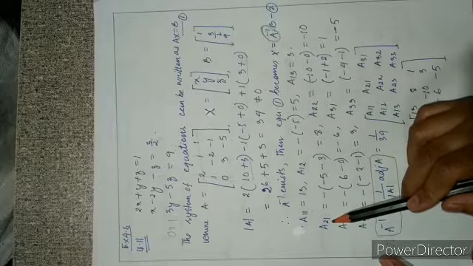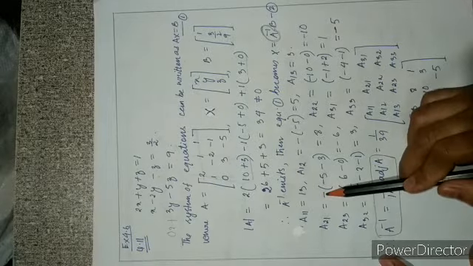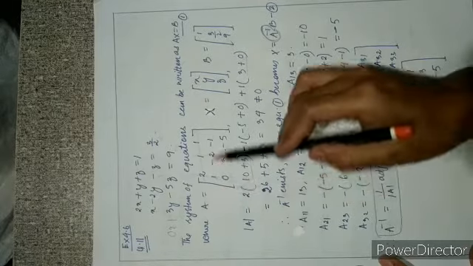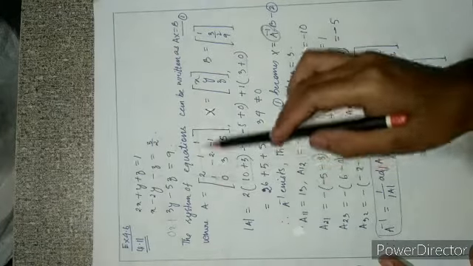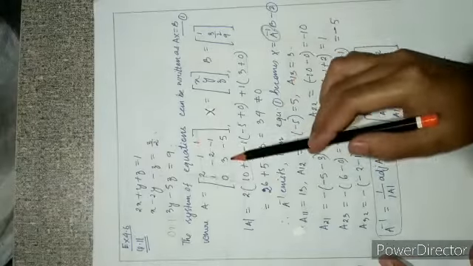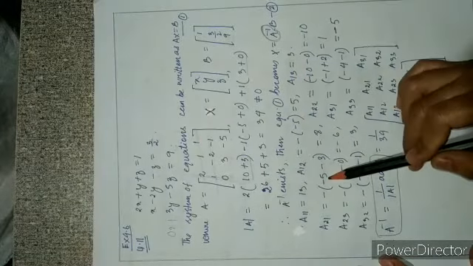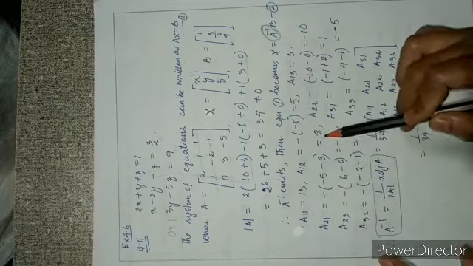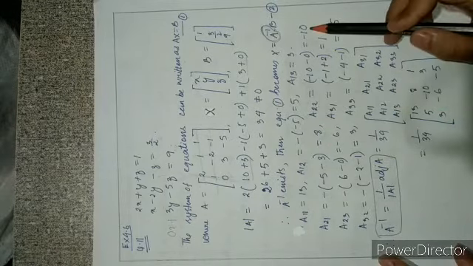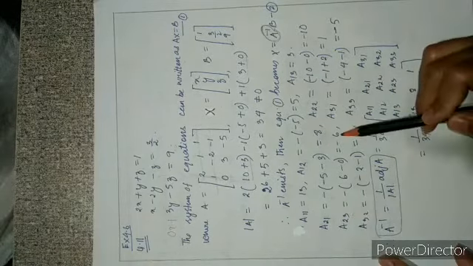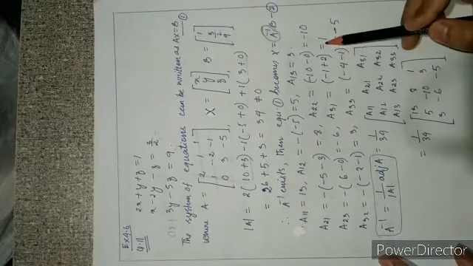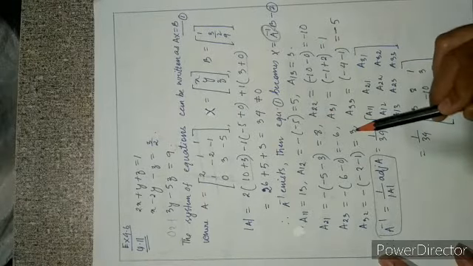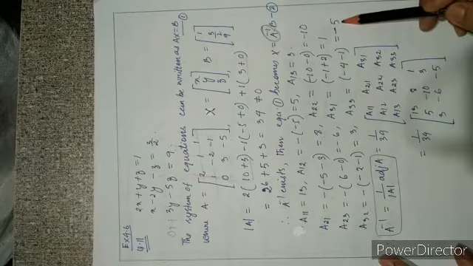Cofactor A21: 2 plus 1 is equal to 3, odd, so it takes a minus sign. Find the determinant obtained by deleting the second row and the first column. Cofactor A22 is minus 10, cofactor A23 is minus 6, A31 is equal to 1, A32 is equal to 3, and the value of A33 is equal to minus 5.